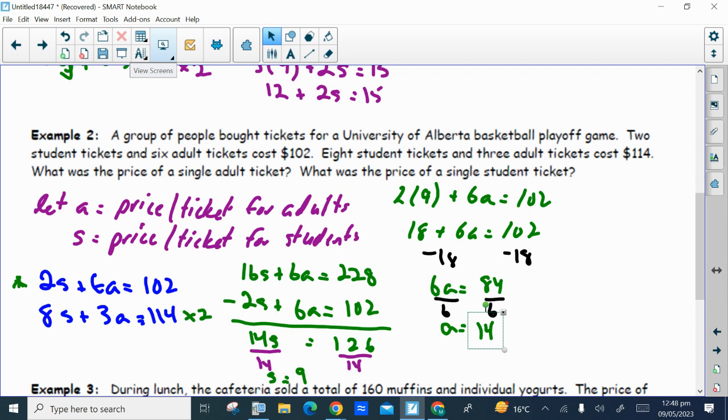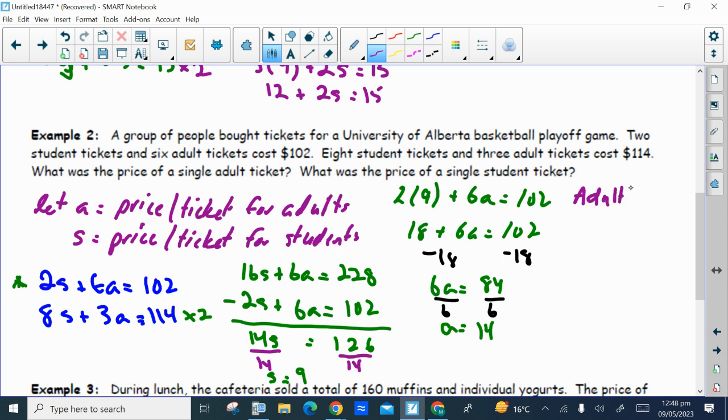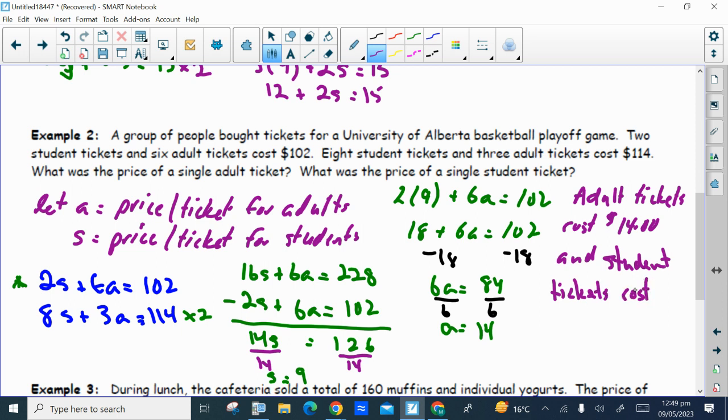And we'll write a statement. Always should write a statement for these. The adult tickets cost $14. And the student tickets cost $9.